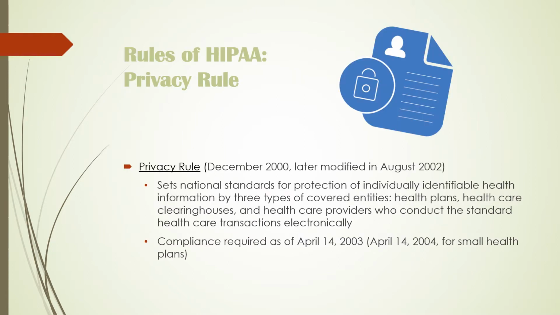There are several rules as part of HIPAA. The first one we will talk about is the privacy rule. The privacy rule was begun as of December 2000 and later modified in August of 2002. The privacy rule sets national standards for protection of individually identifiable health information by three types of covered entities: health plans, healthcare clearinghouses, and healthcare providers who conduct the standard healthcare transactions electronically. Compliance was required as of April 14, 2003, or April 14, 2004 for small health plans.